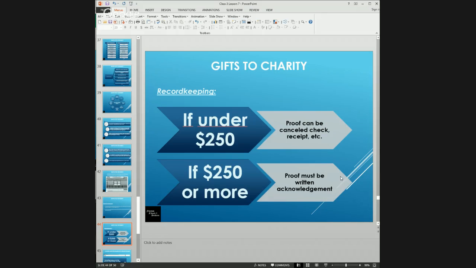So if it's under $250, you can use as your record keeping just a canceled check or receipt or anything like that. If it's more than $250, it must be in the form of a written acknowledgement. In many instances, churches will provide you with a year-end statement totaling your contributions. That's what you would need if the total amount that you contributed to that particular organization is over $250.